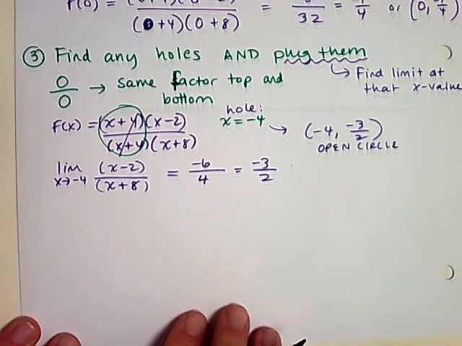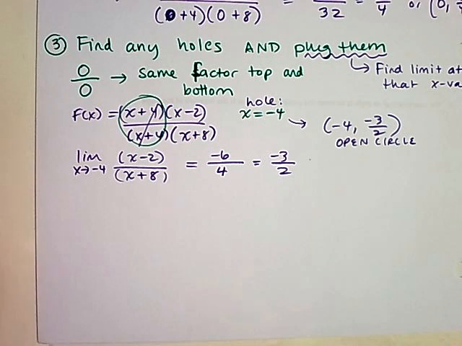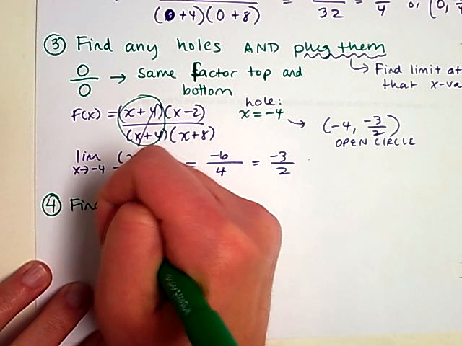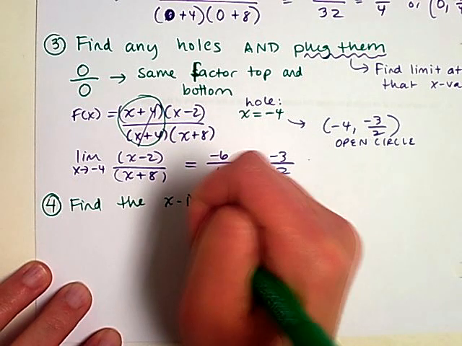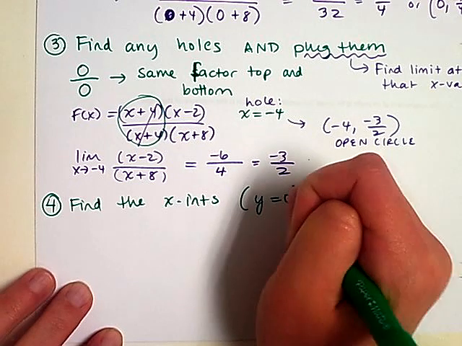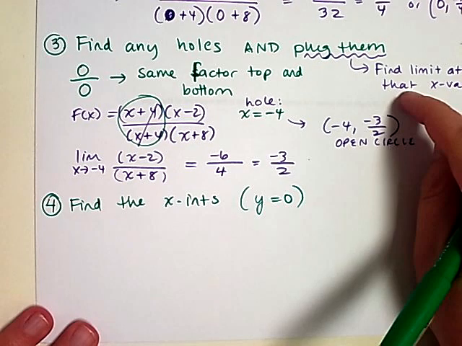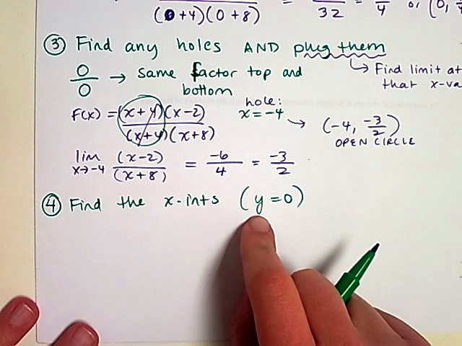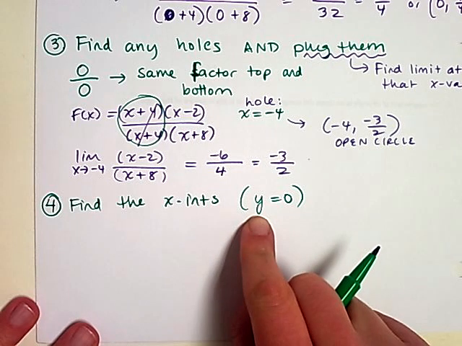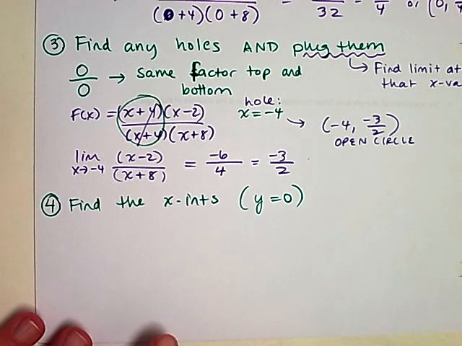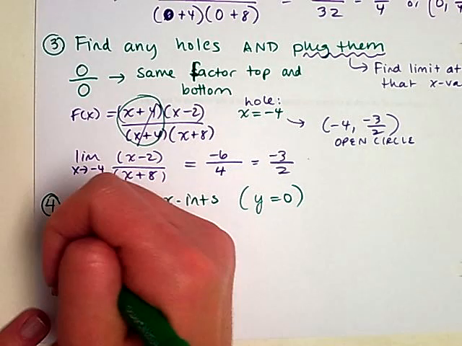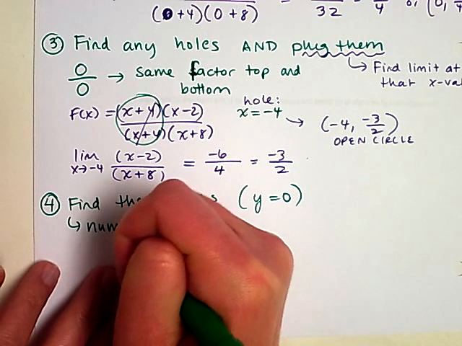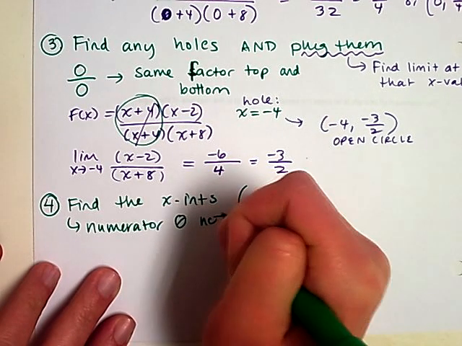Okay, moving on, my next step is to find the x-intercepts. This is where y equals 0. There's a reason I found the holes first and now I'm finding the x-intercepts: the x-intercepts are what make the function 0, but we don't want 0 over 0, because that would be a hole, not an x-intercept. So it's going to be values that make just the numerator 0, not the denominator.